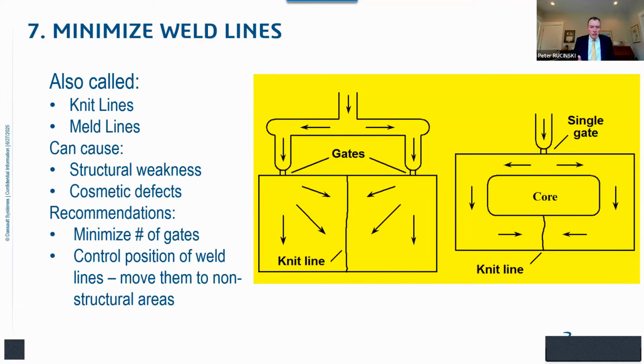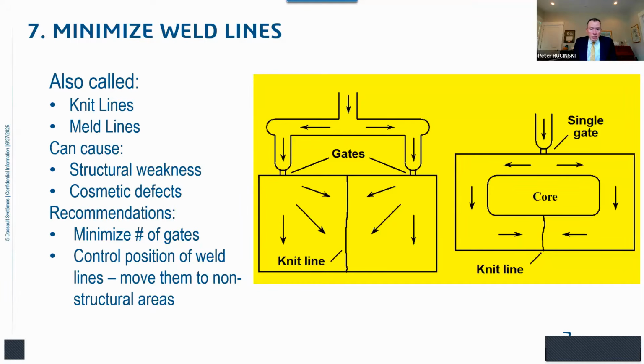So that's another consideration. The simple recommendation there: minimize the number of gates. In most plastic parts, you always try to start off with one gate. If you can fill your part with one gate, you fill the part with one gate. Only if you absolutely have to use two gates, you use two gates. You can see on the left-hand side of this graphic here that the minute you introduce a second gate, you introduce a weld line or a knit line. So that's just something to keep in mind.